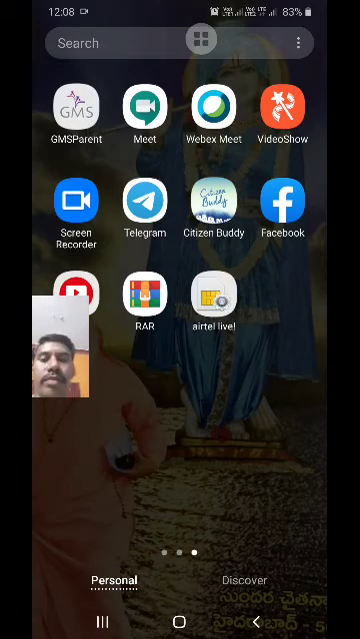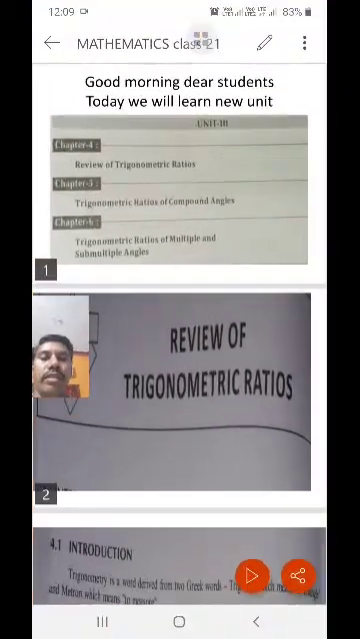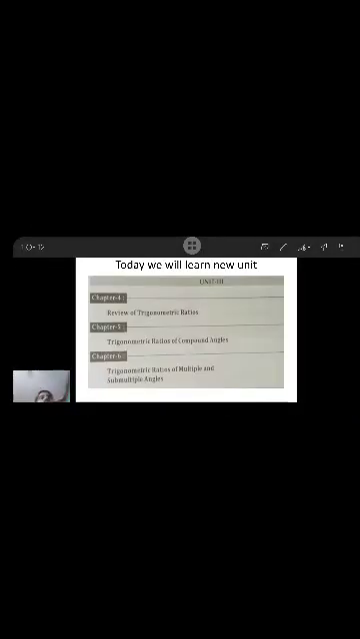Dear students, today we will learn a new unit. In this unit, we have three chapters. That is, the three chapters are Chapter 4, a review of trigonometric ratios. Chapter 5, trigonometric ratios of compound angles. Chapter 6, trigonometric ratios of multiple and submultiple angles.